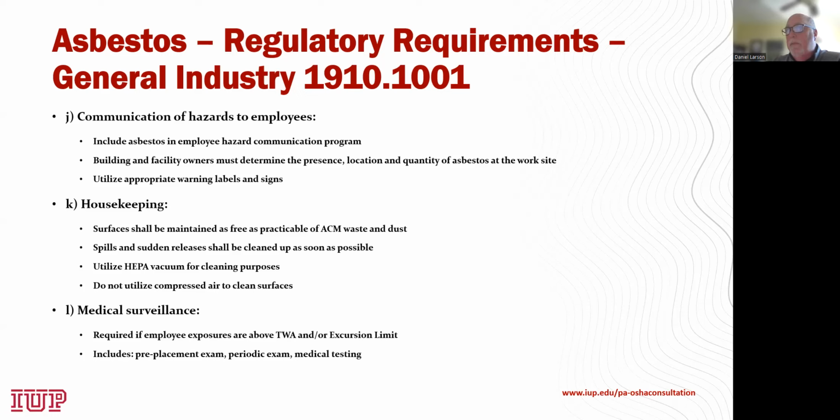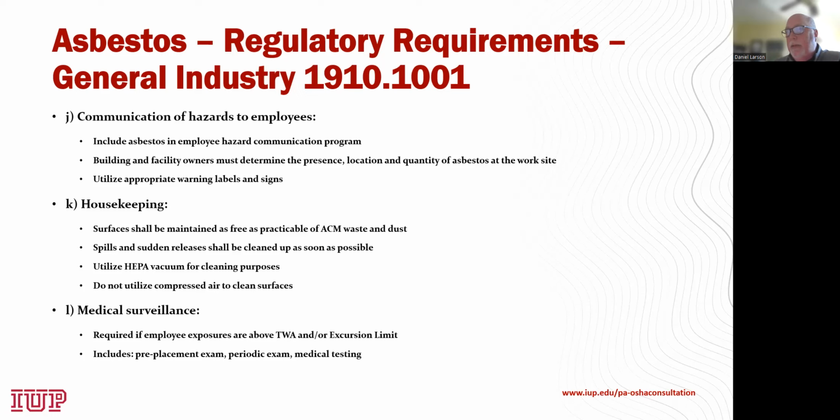Housekeeping, as an employer, you have to keep surfaces as free as practicable of asbestos waste and dust. If there is a spill or a sudden release, maybe some insulation breaks or a water leak causes damage to some type of building materials, spills and sudden releases have to be cleaned up as soon as possible. Of course, if you're doing that cleanup, you have to utilize HEPA vacuums so that the fibers that you capture with cleaning are properly controlled. And again, as we talked about before, you don't want to use compressed air to do cleaning.